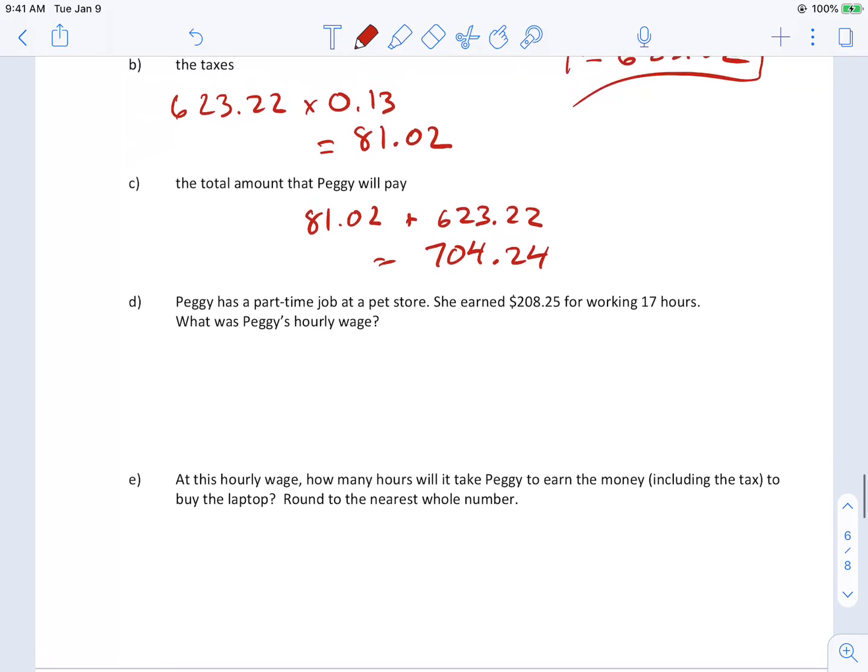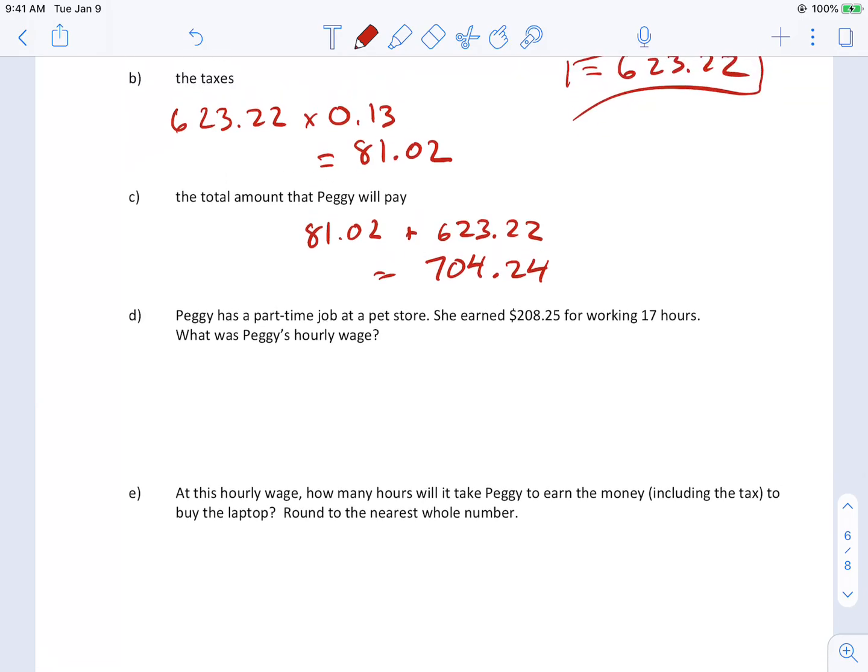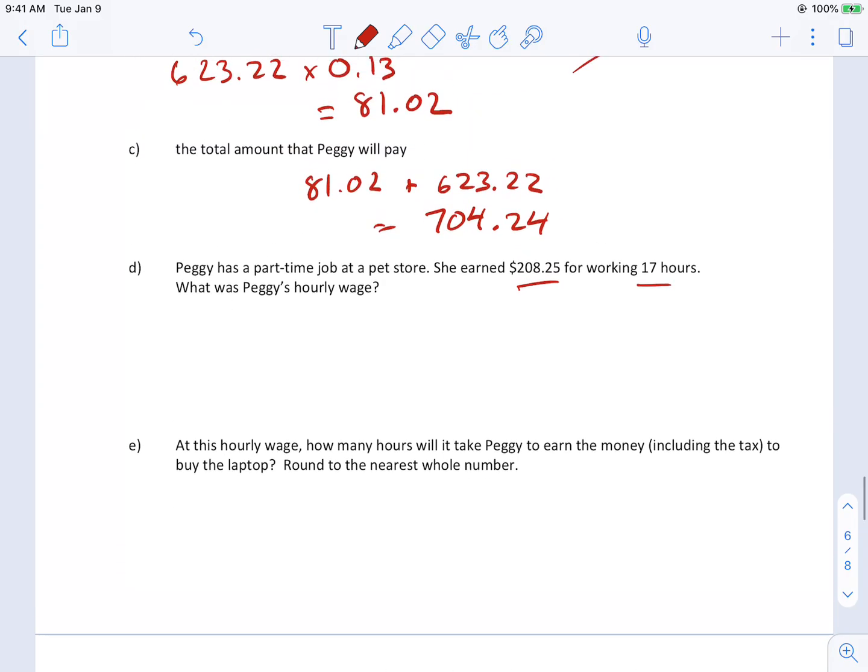Okay. Peggy has a part-time job at the store. She earned $208 for working 17 hours. What was Peggy's hourly wage? Well, let's take a look.